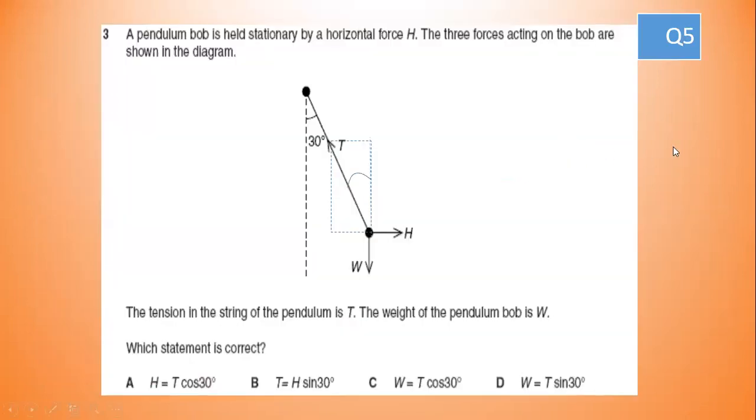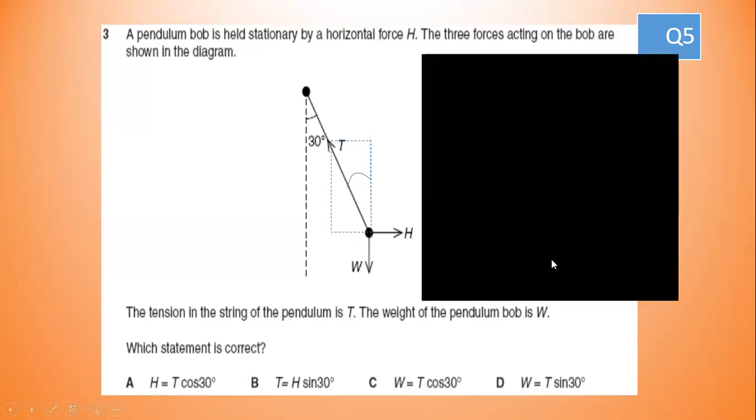Okay, let's try another example. Question 5. A pendulum bob is held stationary by a horizontal force. Three forces acting on the bob are shown in the diagram. The tension in the string is T. The weight of the pendulum is W. Which statement is correct? As I say, you can use triangle of forces or resolve components.